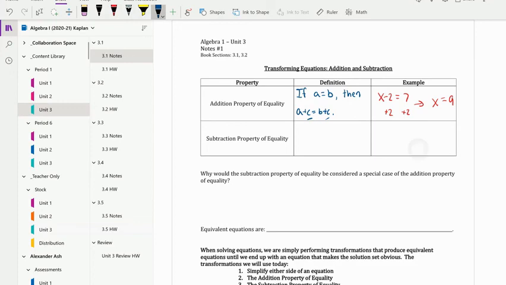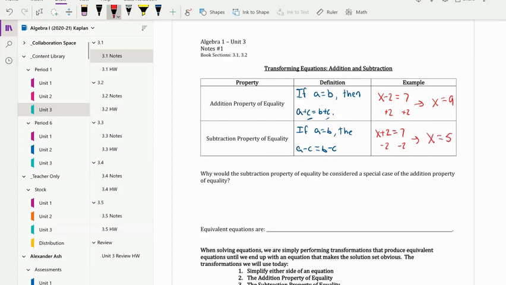The subtraction property of equality says something very similar. Same idea. If A equals B, so we've got an equivalent statement here, then A minus C equals B minus C. Right? So same idea, but we're subtracting something from both sides. And again, we use this all the time in equations too. Let's say we have x plus 2 equals 7. Well, then I know that I can subtract the same thing from both sides, and the outcome would be x equals 5.